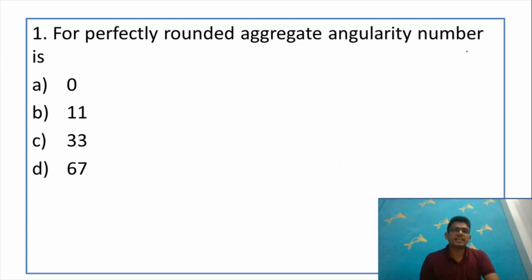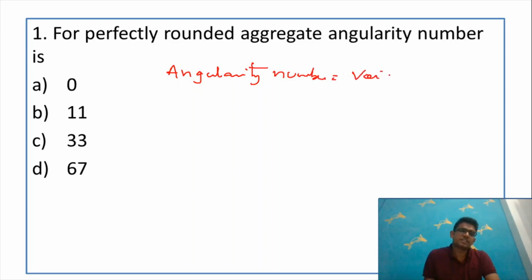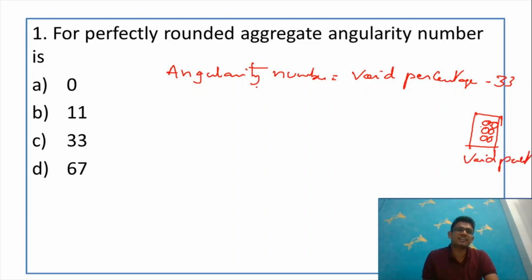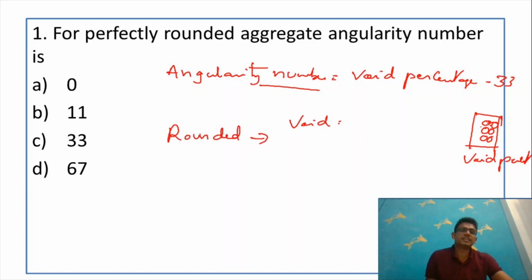For perfectly rounded aggregate, angularity number is? So basically for angularity number, formula is angularity number equal to void percentage minus 33. That means whatever the aggregate type it is, take a container and fill the container with the aggregate. Then calculate the void percentage in that. So based on that void percentage, you can calculate that angularity number. So what is that formula for the angularity number here? Void percentage minus 33.